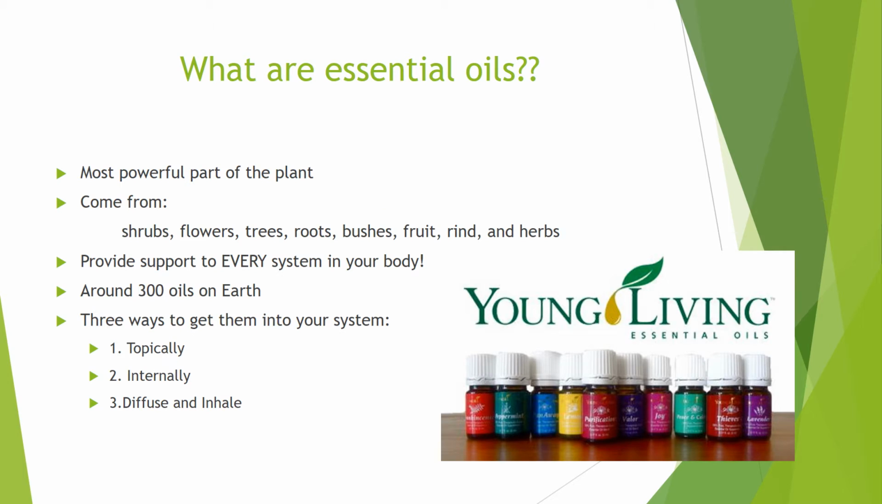Let's get started. So let's start with what essential oils are. First of all, they're the most powerful portion of the plant. They are distilled from shrubs, flowers, trees, roots, bushes, fruit, rinds, and herbs, and resins. They consist of over 100 different natural organic compounds. And in humans alone, they provide support to every system in the body. We're talking skeletal system, muscular system, circulatory system, endocrine, respiratory, and immune system. I mean, these oils do a lot.